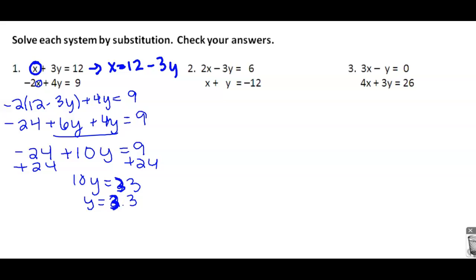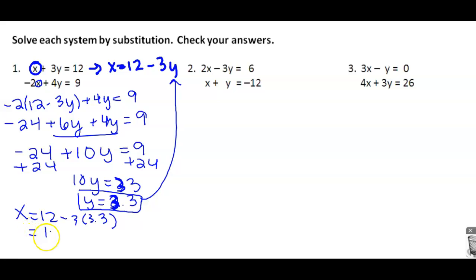Then what you do is you take that answer and you plug this y value in here and solve for x. Because in order to solve the system, just like when you graphed, you had x comma y, we have to plug x or y in to get the other variable. So you get x equals 12 minus 3 times 3.3, or 12 minus 9.9.